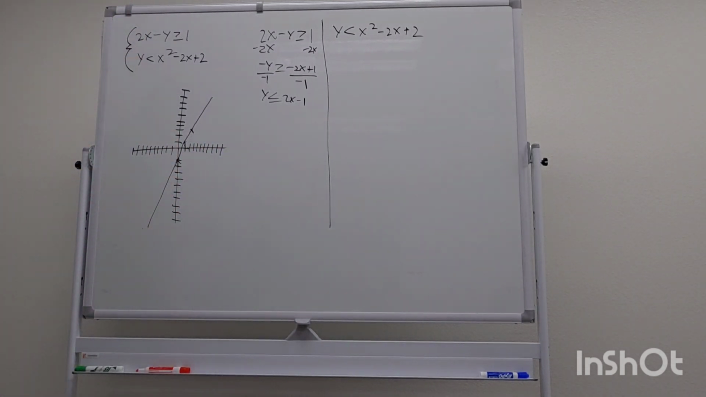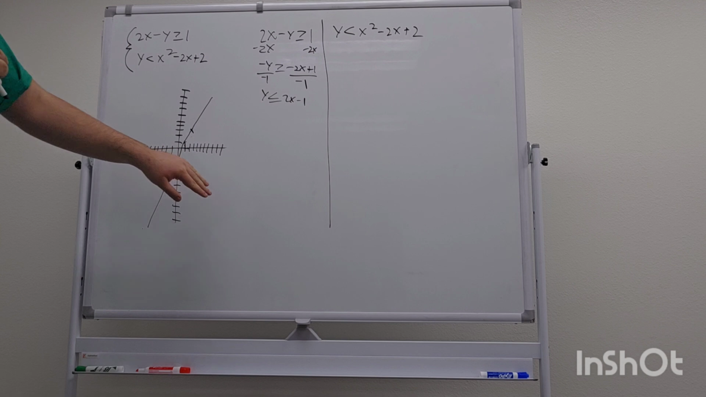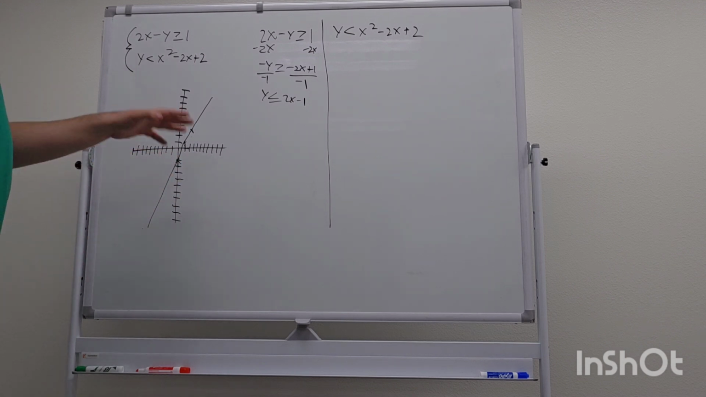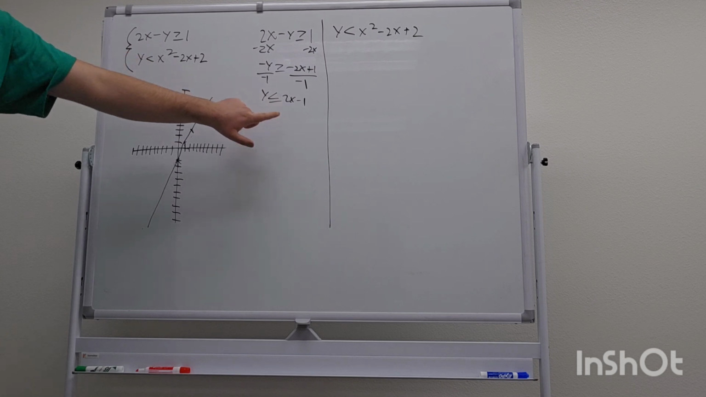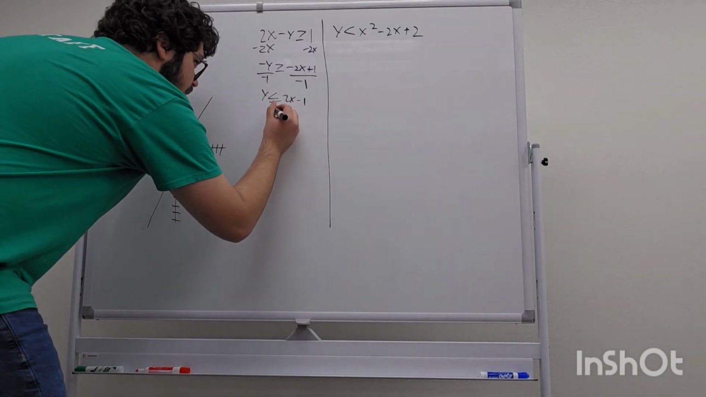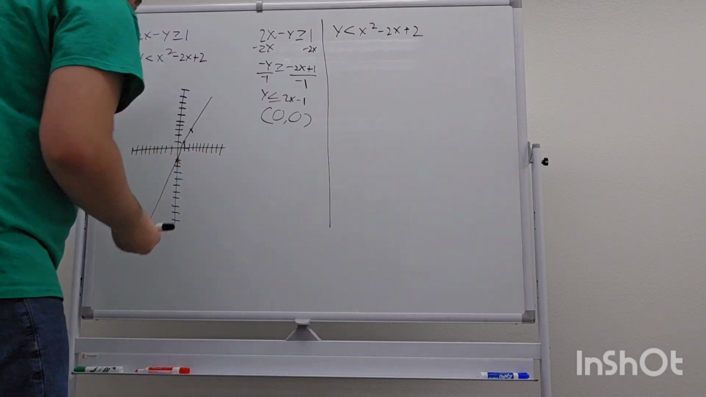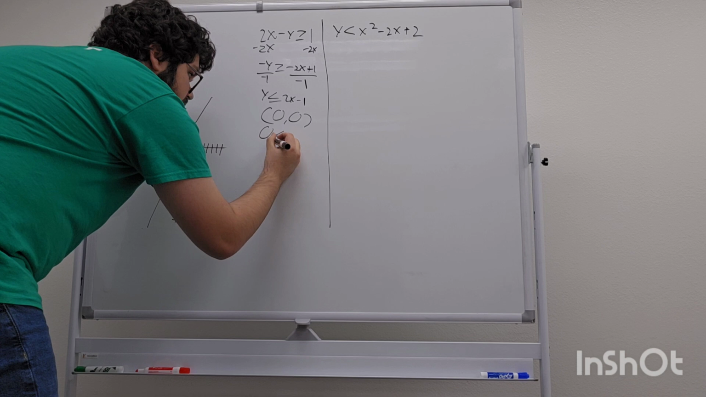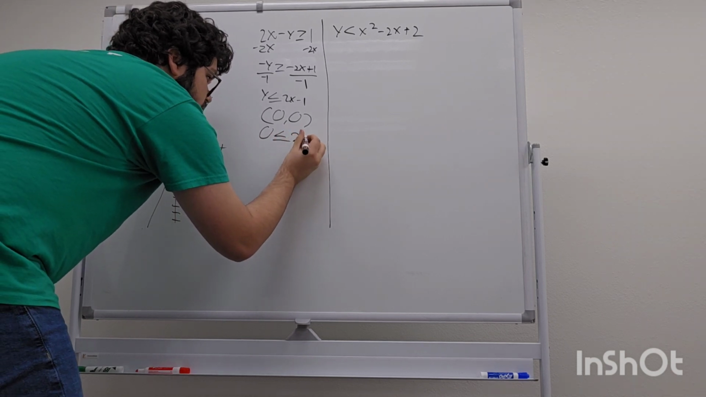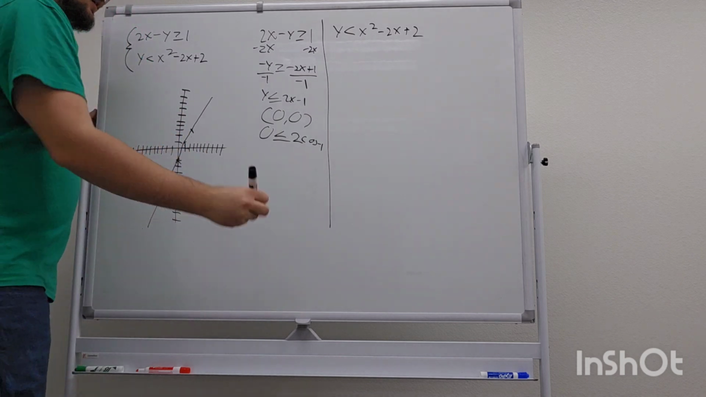Now, in order to figure out which side of the line we need to shade, which one is our solution set, we're going to take a point on the graph and plug it back into our line. The easiest point to use in these kinds of problems is 0, 0. So we're going to do 0 is less than or equal to 2 times 0 minus 1. It's terribly written, I apologize.